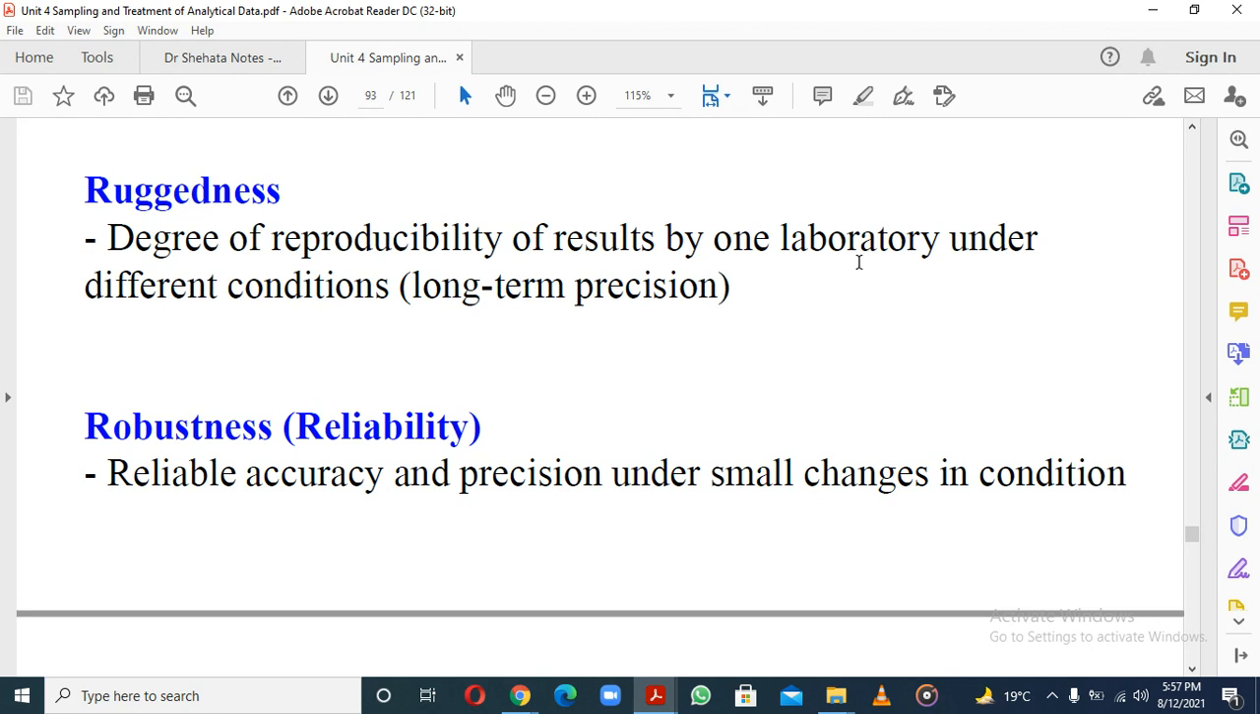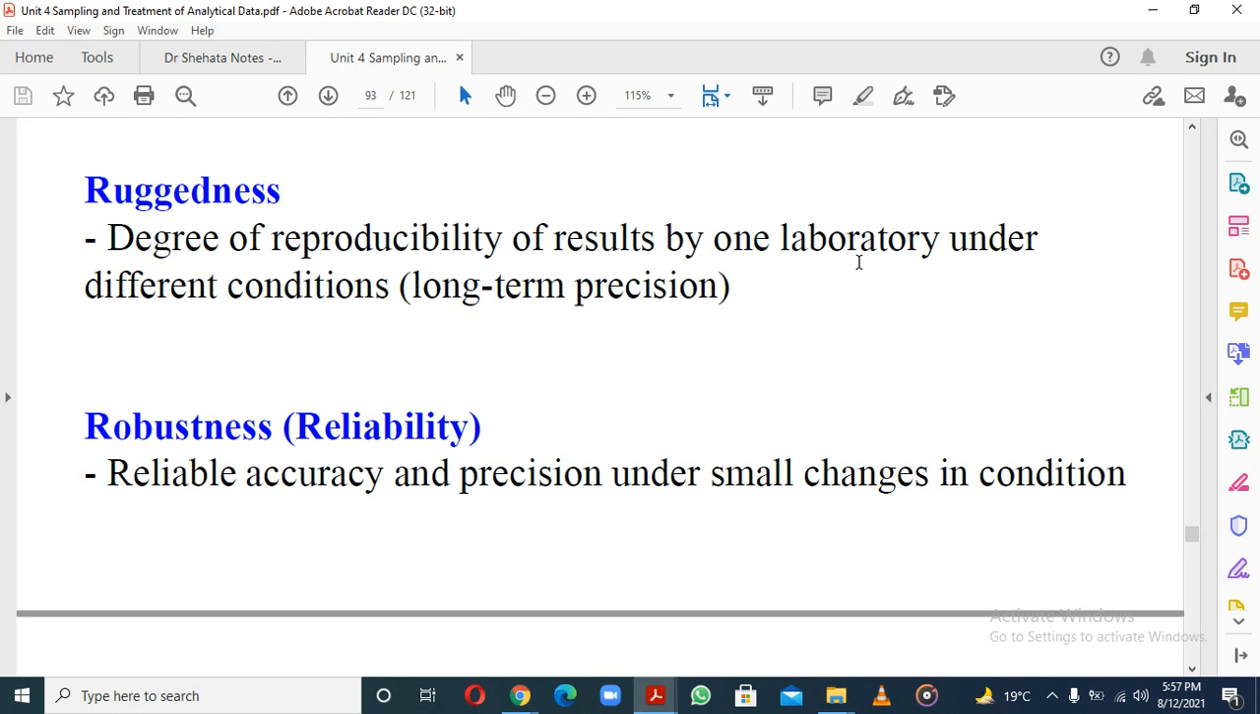They assess. Okay, so they do the titration. Maybe they do the titration when it's very hot, and then when it's very cold, and they do the titration when it's raining heavily. Anyway, not just a titration, but any analysis under very different conditions. And then ruggedness is telling you to what degree you are going to get values which are close to one another, even under different conditions.